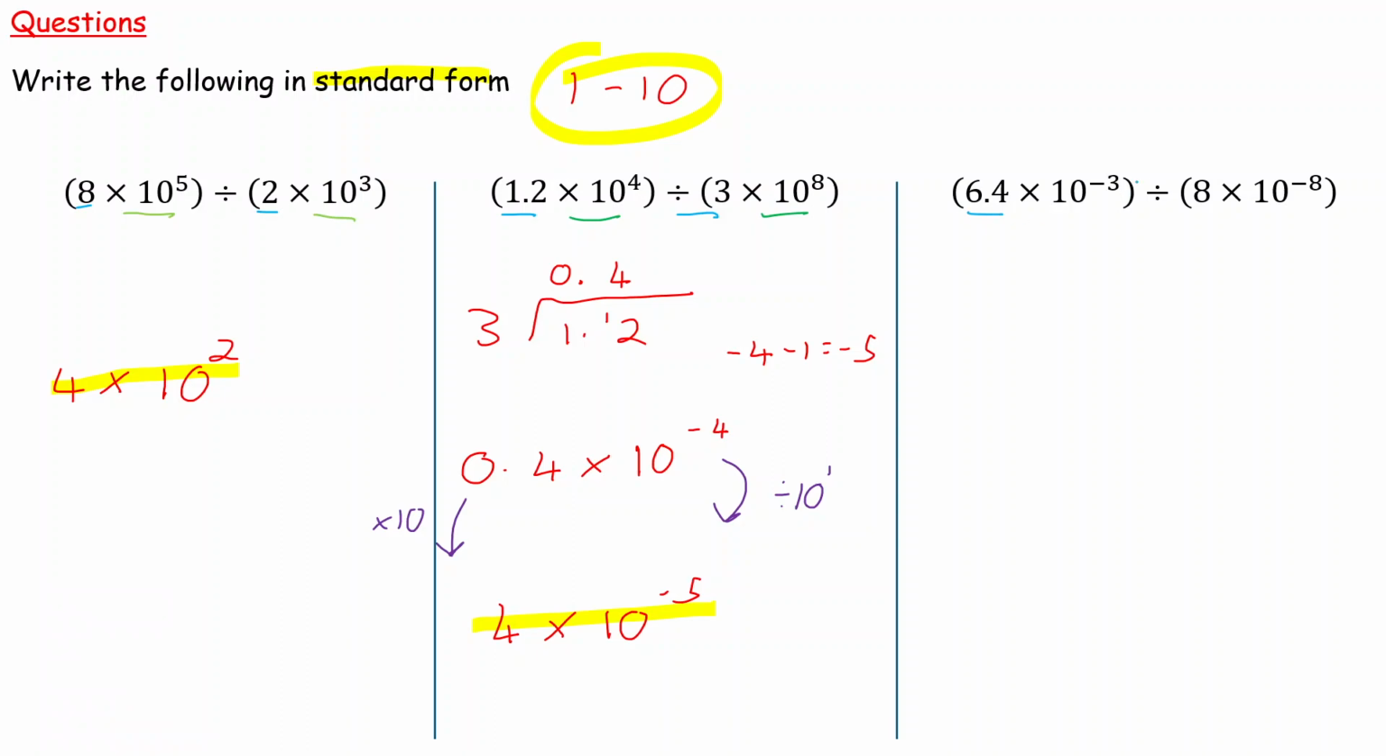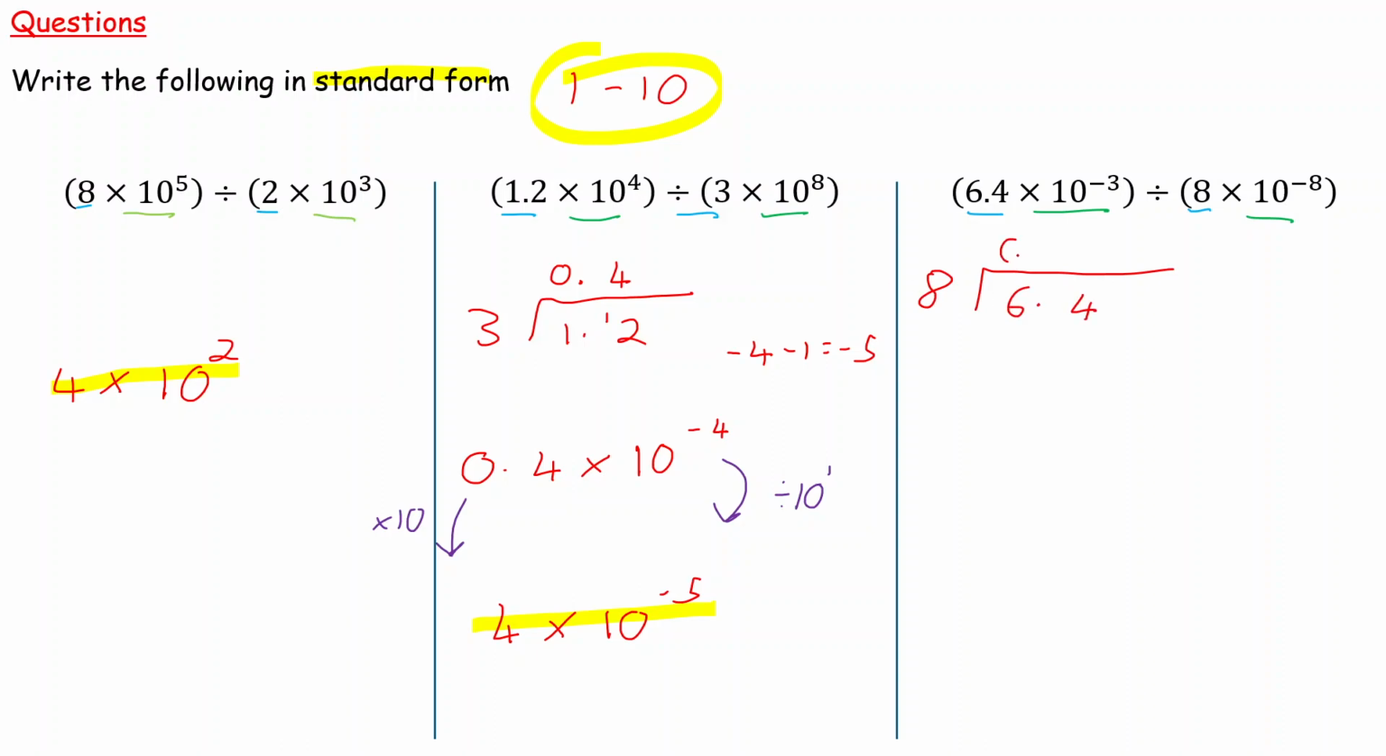Brilliant. Last but not least, we've got this. So again, 6.4, and again, we are dividing by 8, and then our number part is going to be 10 to the power of minus 3 divided by 10 to the power of minus 8. Just a bit more awkward with our numbers, but nothing that we can't handle. So 6.4 divided by 8. Again, if you can't think of how to do this, use a bus stop. How many 8s go into 6.4?